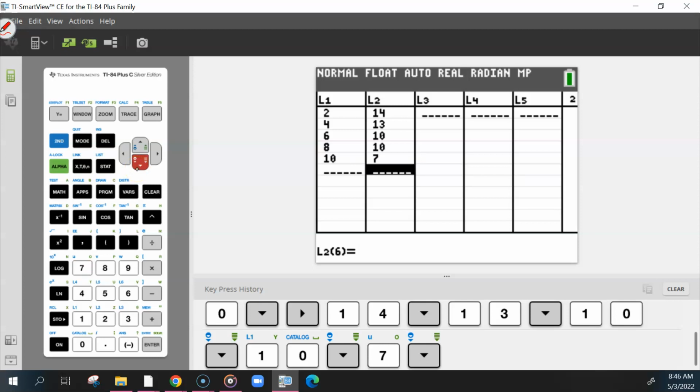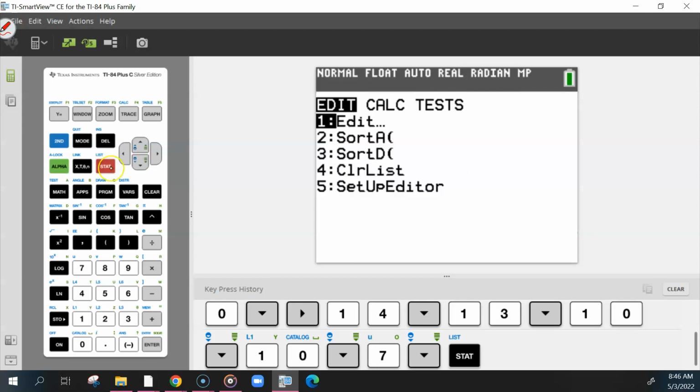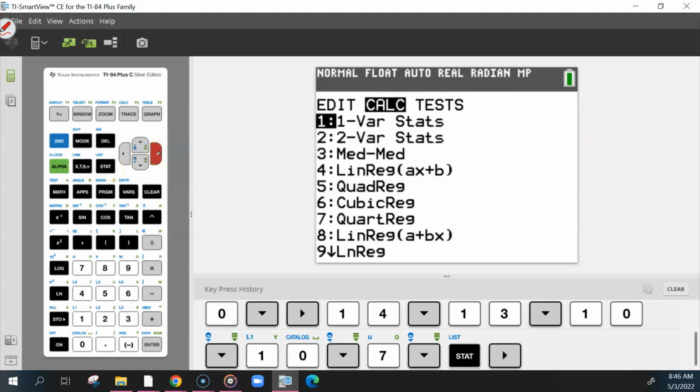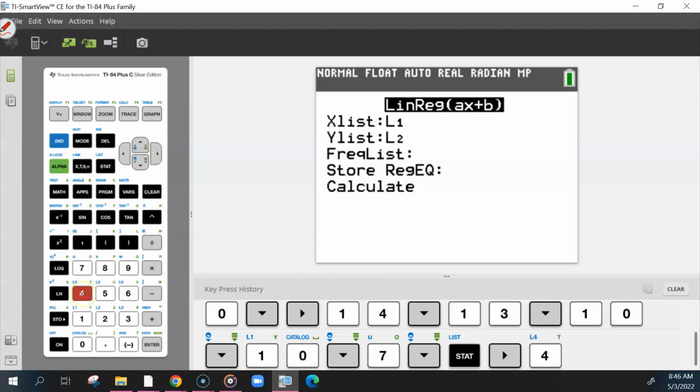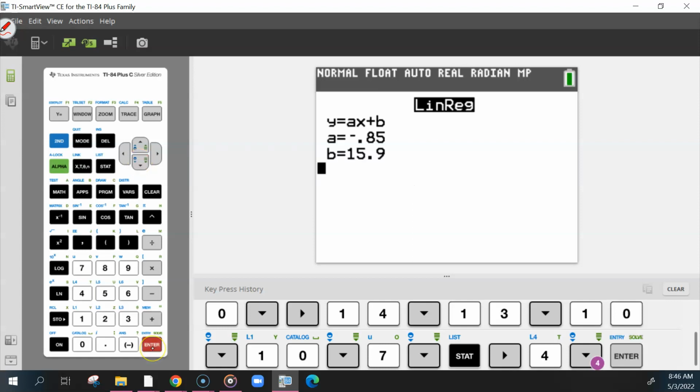Then you would need to go back to Stat. Scroll over to Calculate. And you're looking for linear regression, number 4. There are 2, but we want the one that looks more like our slope-intercept form, so number 4. In this case, we are just looking for the line of best fit, so we don't need to worry about storing anything, so we just go down and calculate.